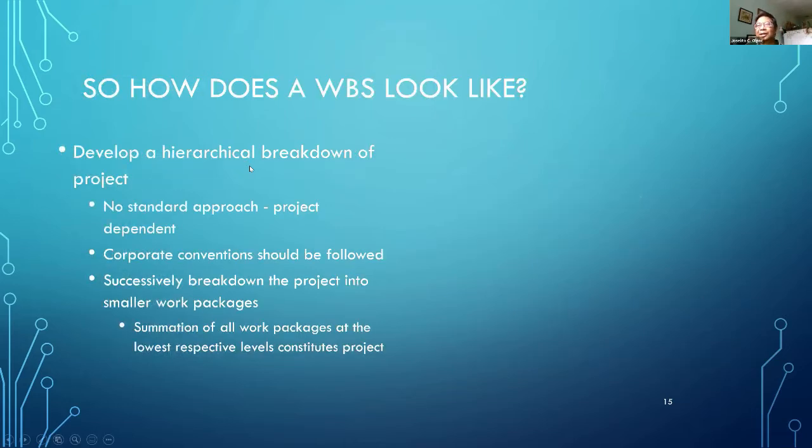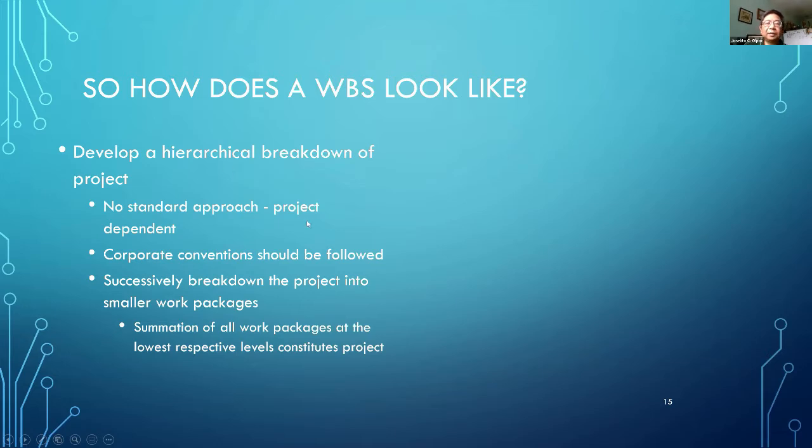It's a hierarchical breakdown. There's a standard approach on how it looks like, but there's no standard approach in the breakdown. Let me just clarify that one. So if there are corporate conventions within the company on how the WBS looks in terms of template and structure, then please follow that because that's internal to the company. But you, like I said, you have to successively break down the project into smaller work packages.